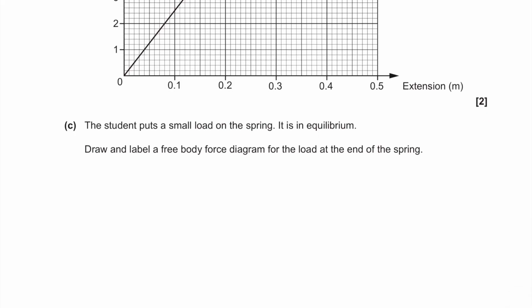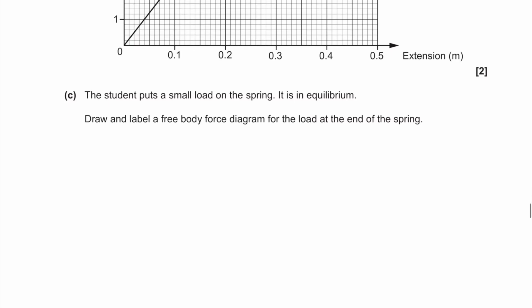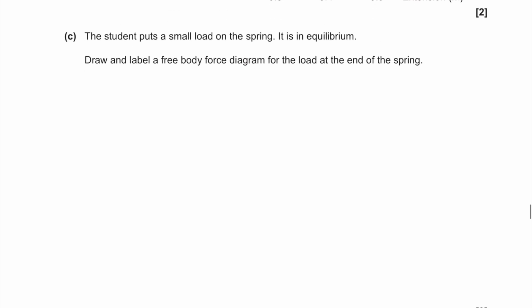Part C, the student puts a small load on the spring. It is in equilibrium, and we have to draw and label a free body diagram for the load at the end of the spring. So that's relatively simple again. If you have a load, it will have a weight of mg, and because the spring is in equilibrium, the upward force will be equal in length. So I'm going to do my best to measure. In the exam, of course, I'll use a ruler and make sure the lengths are right. But over here, I'll just go by the eye.